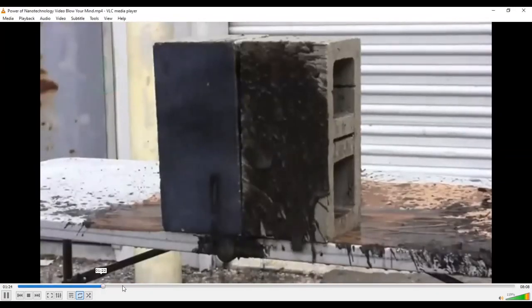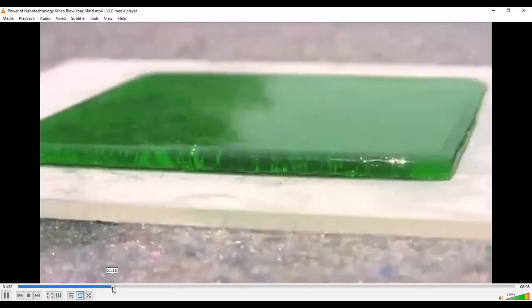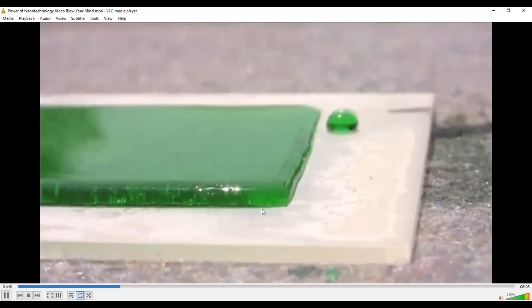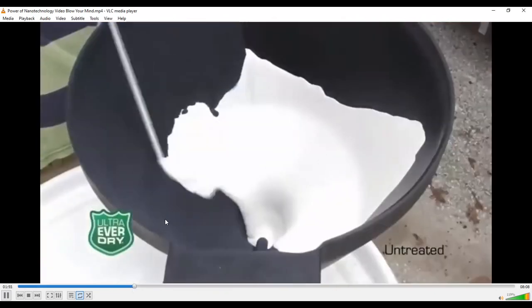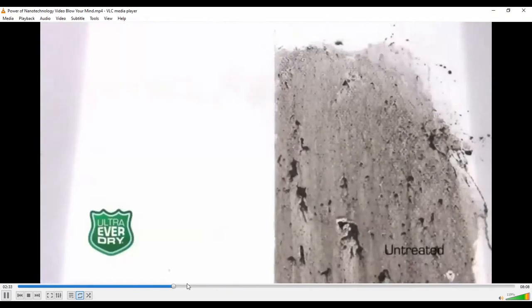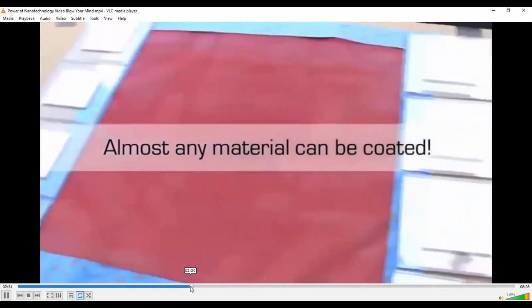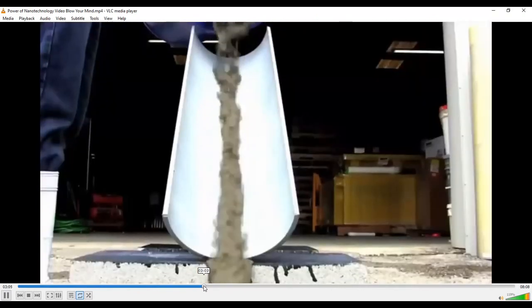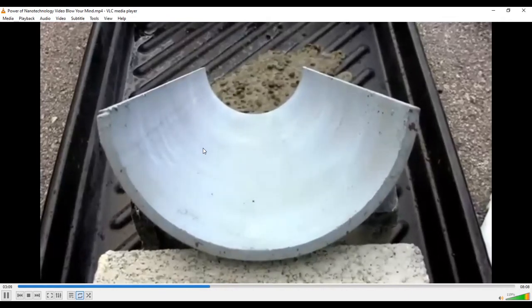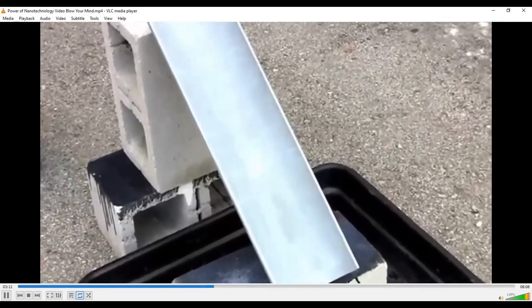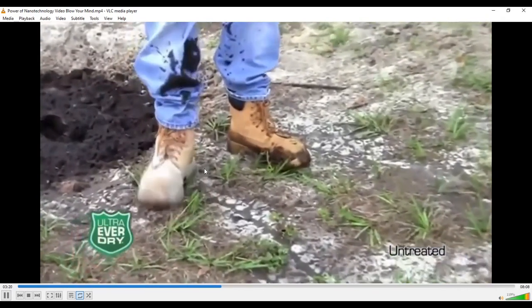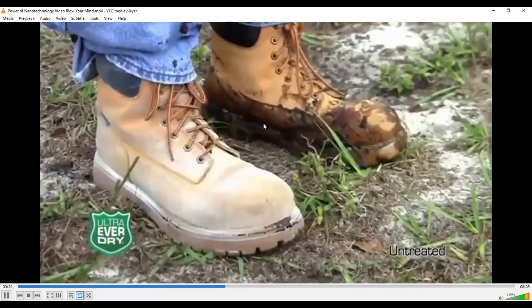Almost any material can be coated. The periphery is treated, right? So the water droplet is not here, but it will go and merge. The funnel you can see. Plastic sheets, hammers, anything. Gloves, shoes, paints. You can see our concrete lab, concrete mixer machines, and see this pipe. So shoes are coated. No mud. Even fabrics are now coated.